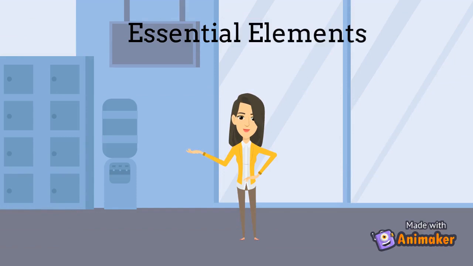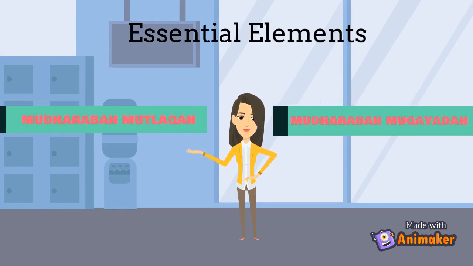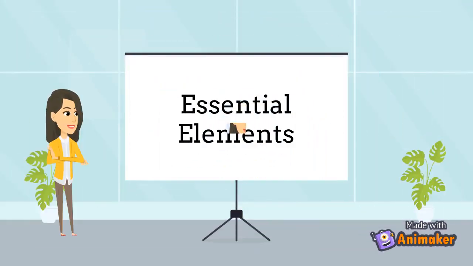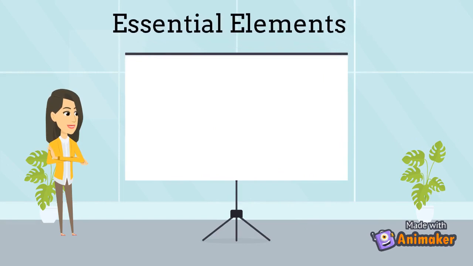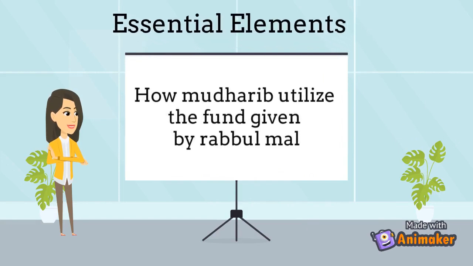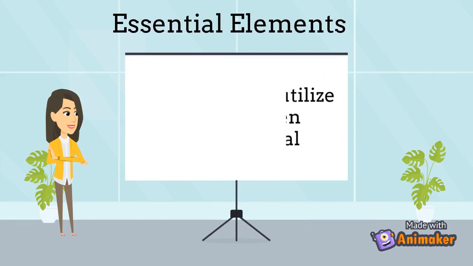Next, I will explain to you the essential elements for Mudharabah. You have to bear in mind that Mudharabah has two types: Mudharabah mutlaqah, unrestricted Mudharabah; and Mudharabah muqayyadah, restricted Mudharabah. Both of these types have similar elements. The only difference is how the Mudharib utilizes the funds given by the Rabbul Mal.